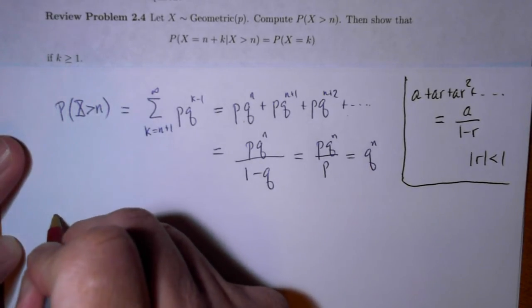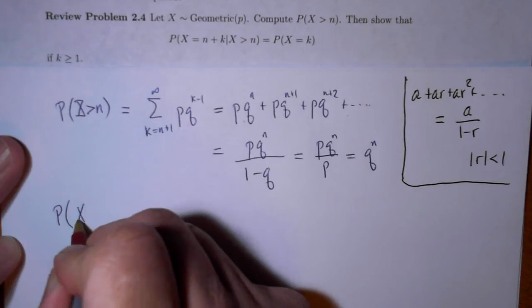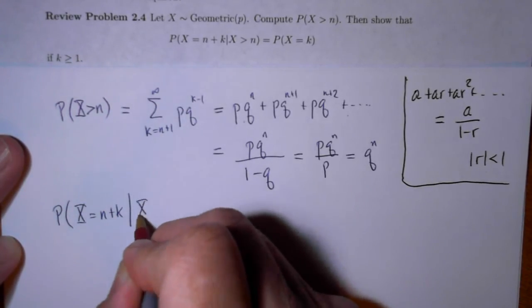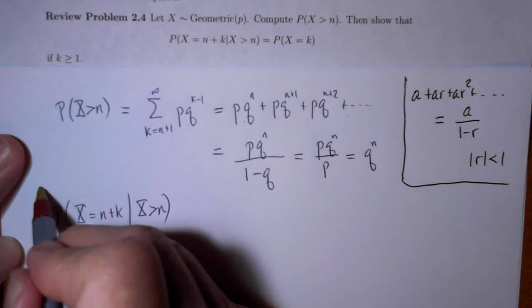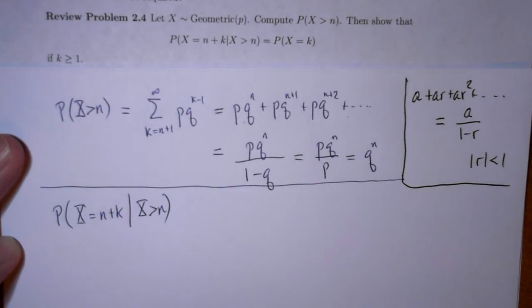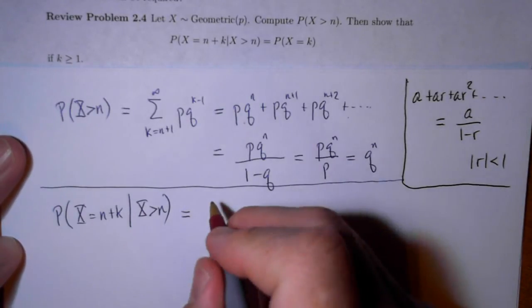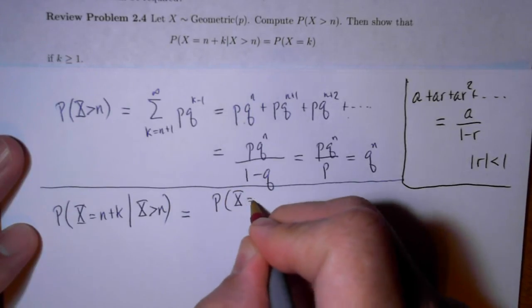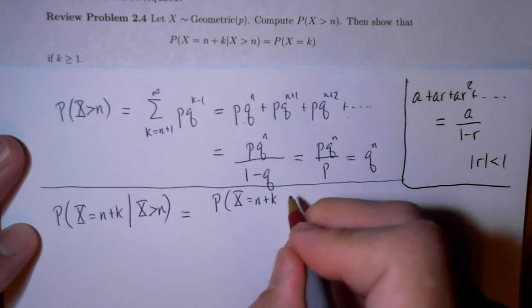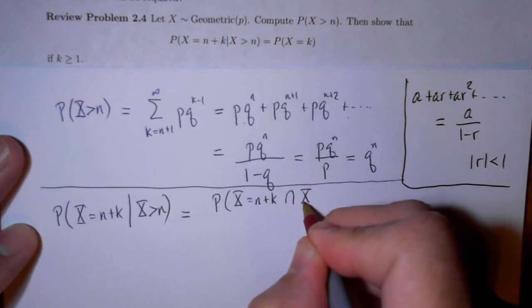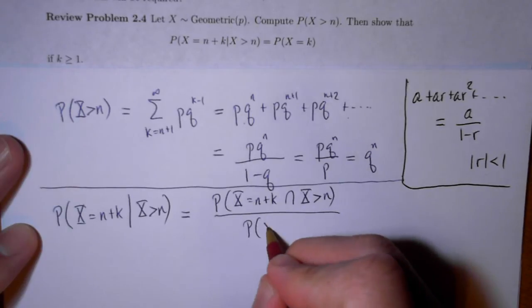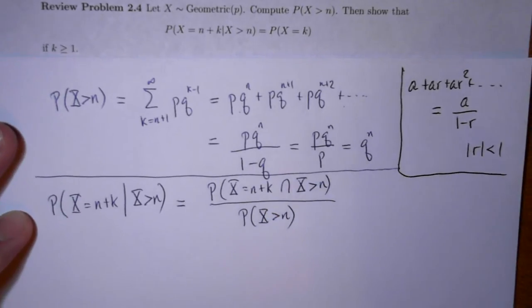Now for the second part of the problem, we're asked to find the probability that capital X is equal to n plus k, given that X is greater than n. By the definition of conditional probability, that's the probability that both events happen, the probability that X is equal to n plus k intersect X greater than n, divided by the probability that X is greater than n.